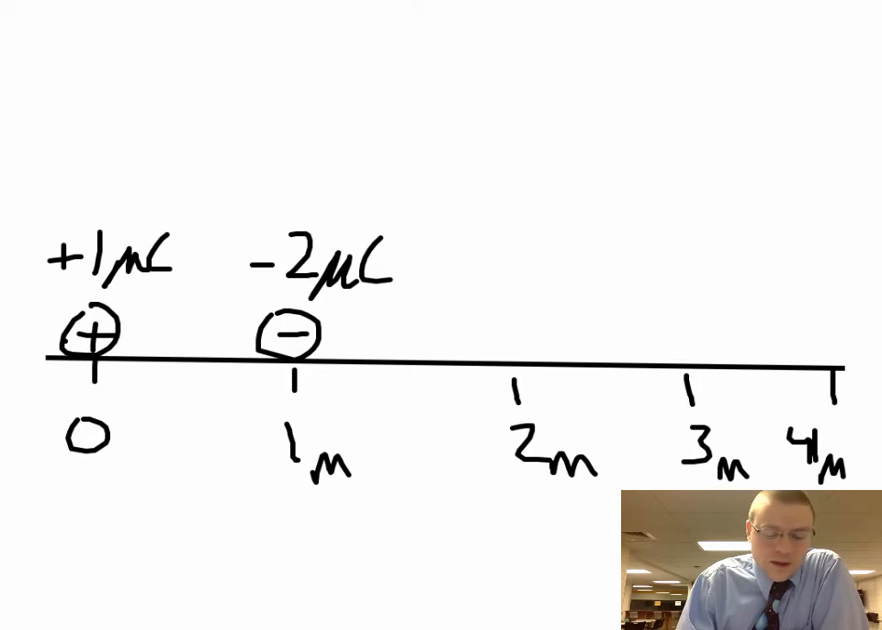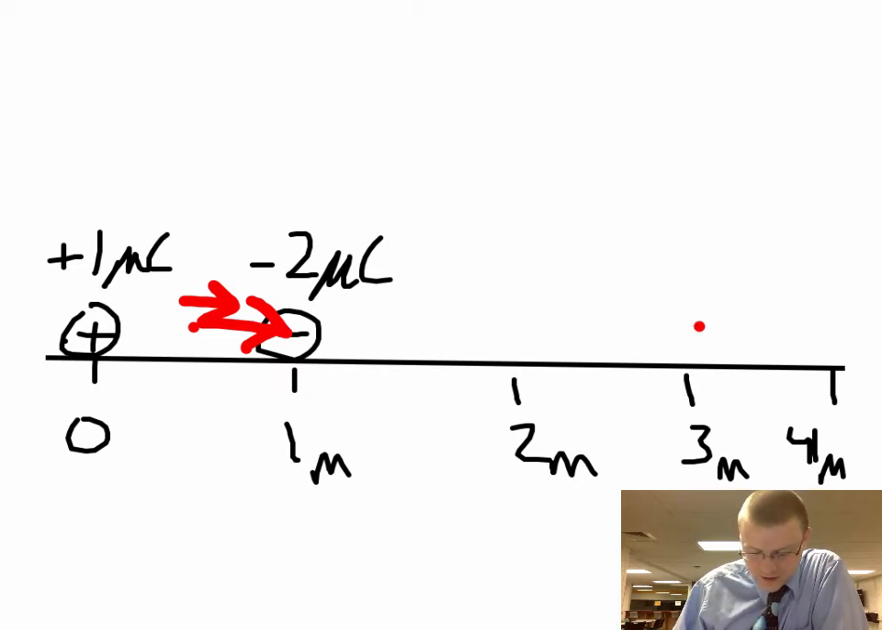Well, the first thing you need to do is figure out what the test charge would feel in different regions. I would put a test charge, say, between those two charges, and the negative charge is going to attract it in, and the positive charge is going to repel it. So right there, the two electric fields are pointing the same way. No cancellation. Let's try somewhere over here.